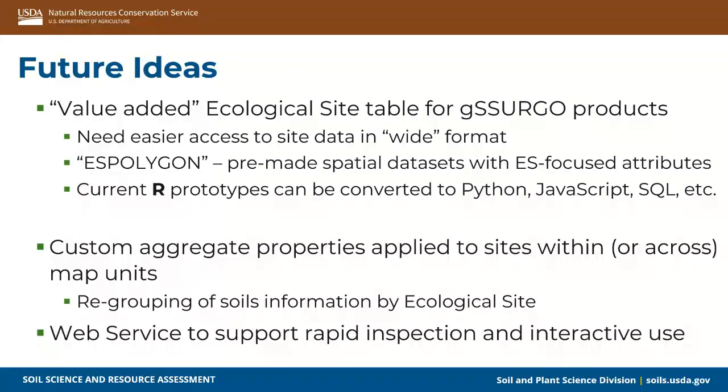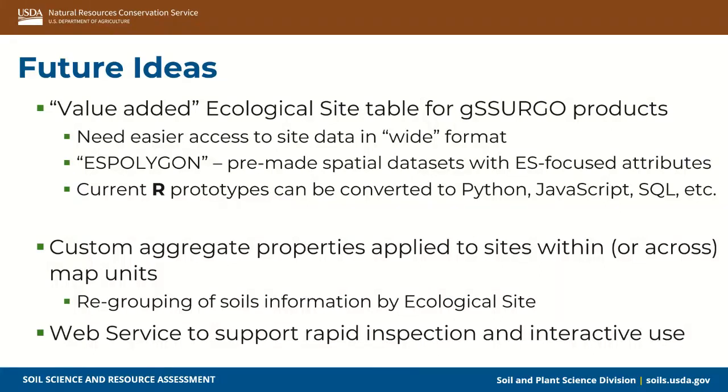And so we already have a value-added table with essentially ready-to-map attributes, many of which are weighted average, but some of them are categorical, that are, again, that one-to-one relationship between your map unit keys and some properties of interest. And I think we just need to have easier access to this type of ecological site composition in our products.